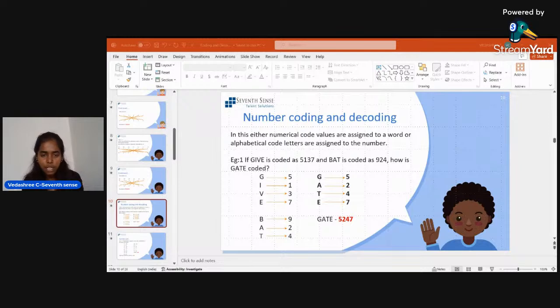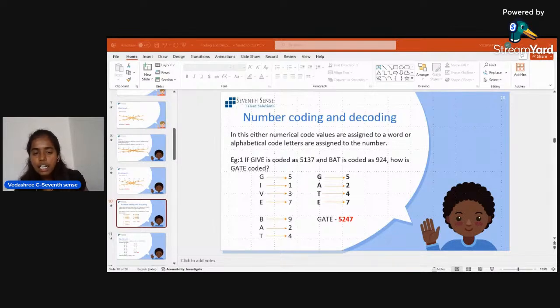a number. Each and every letter in a word is assigned with a number. We just need to find out which number is assigned for which letter and we need to write the answer. So here gate is given. So we need to calculate the number code for gate. So here GATE. So in give we have G and E, and in bat we have A and T.